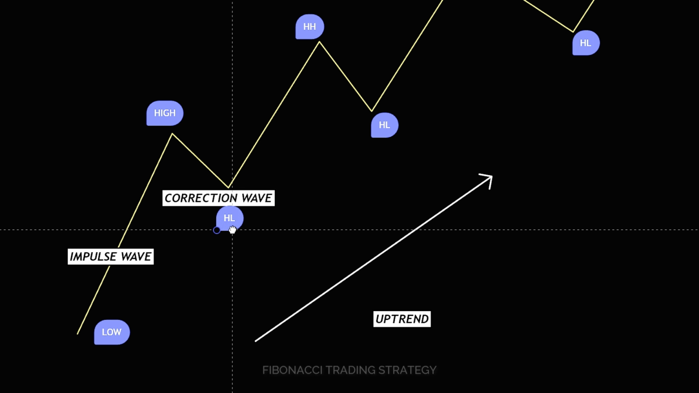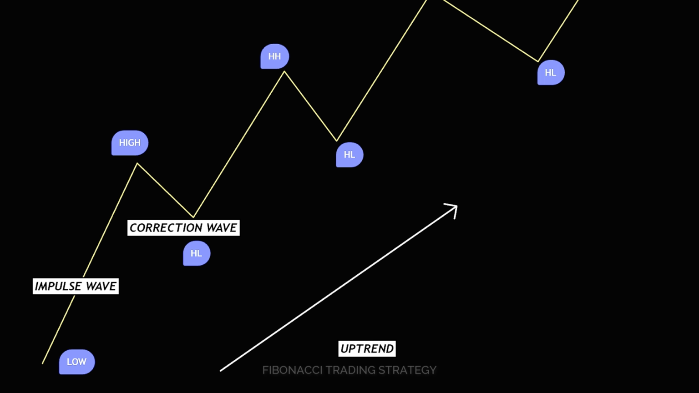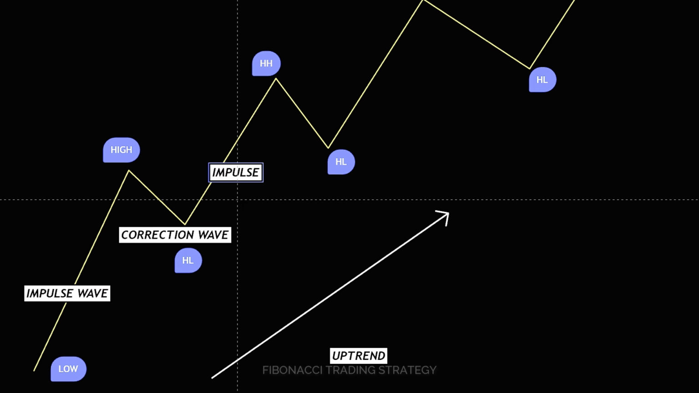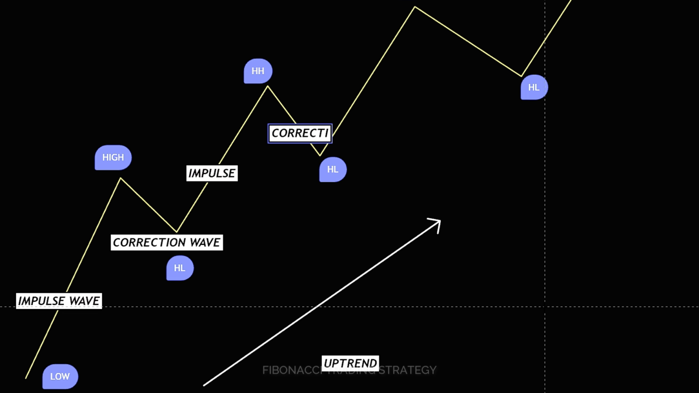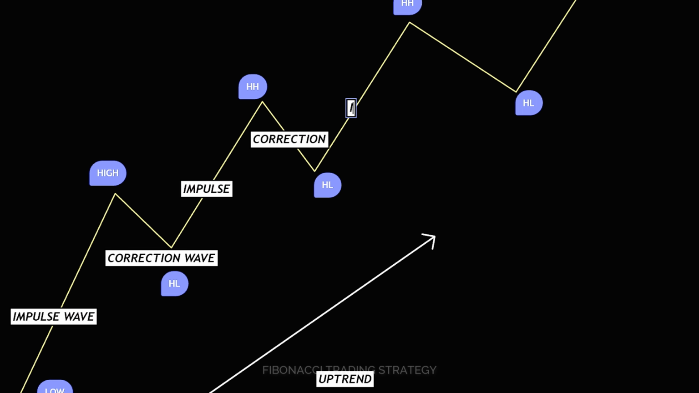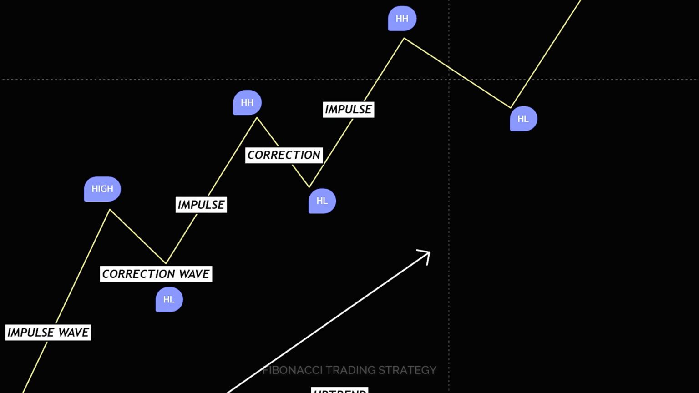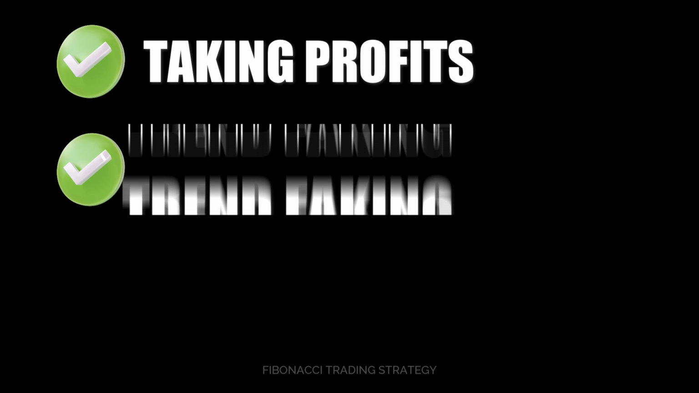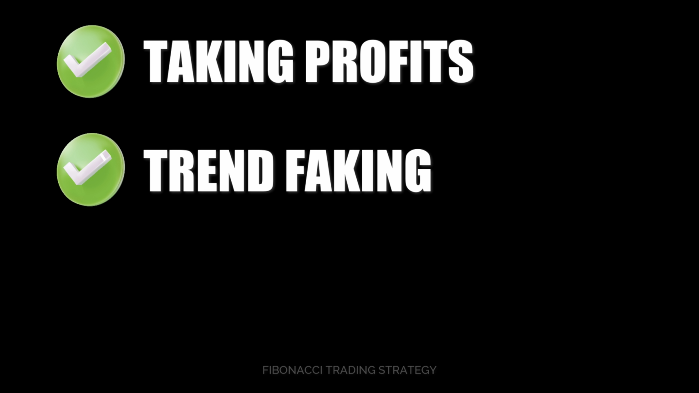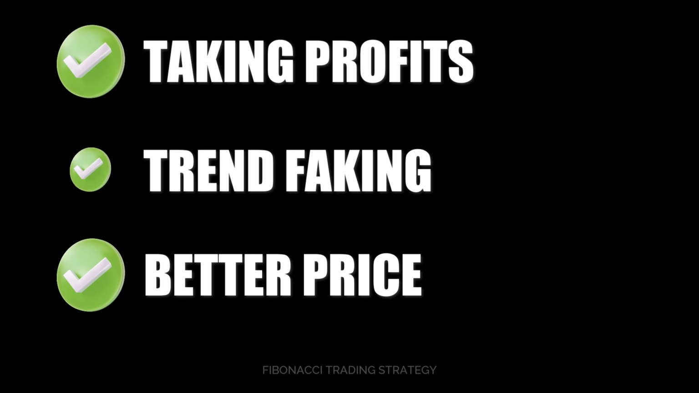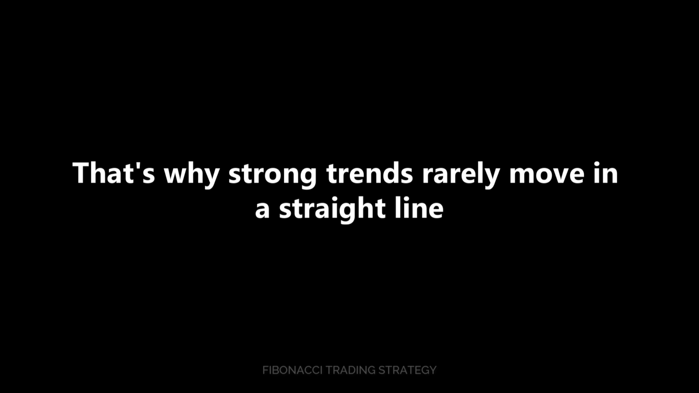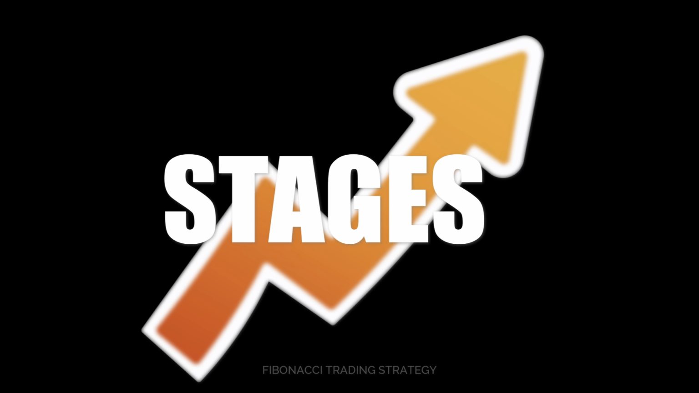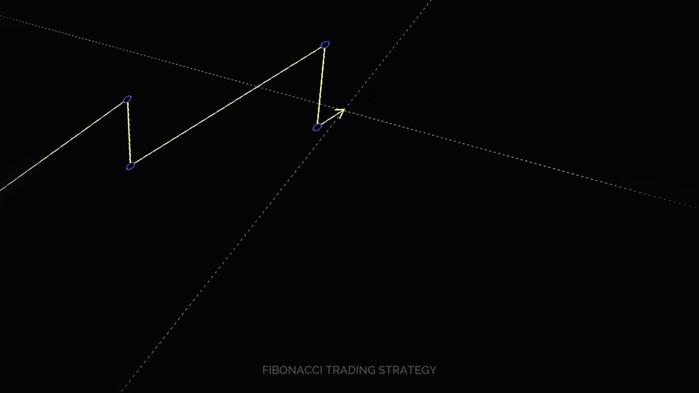And understanding why those corrections happen is important. A correction doesn't automatically mean the trend is ending. Most of the time, it's simply the market taking a breather after a strong move. Some traders are taking profits. Some traders are trying to fade the trend, and others are waiting for a better price before joining it. That's why strong trends rarely move in a straight line. They move in stages: push, pause, push again.